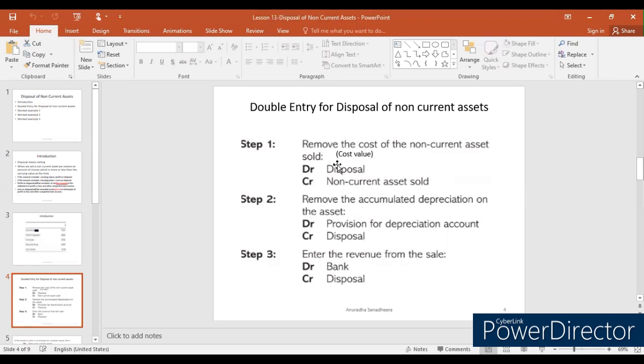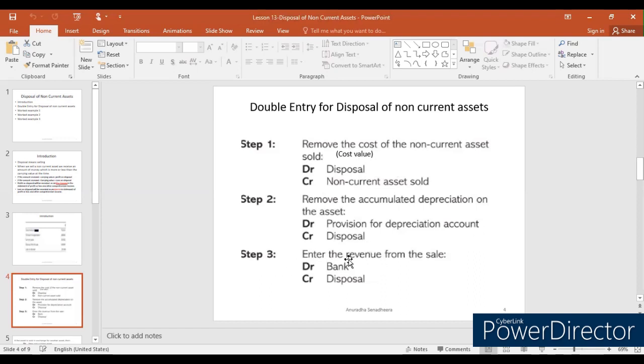And here remember to take the cost value. Imagine you bought it 10 years before for 10,000, that value should be taken, not the selling price. Remember, it's important: the original cost value should be taken in this step. Disposal account and non-current asset amount, that's a debit and credit entry. Remove cost. Second one is provision. The provision double entry will be provision for depreciation account debit, disposal account credit.